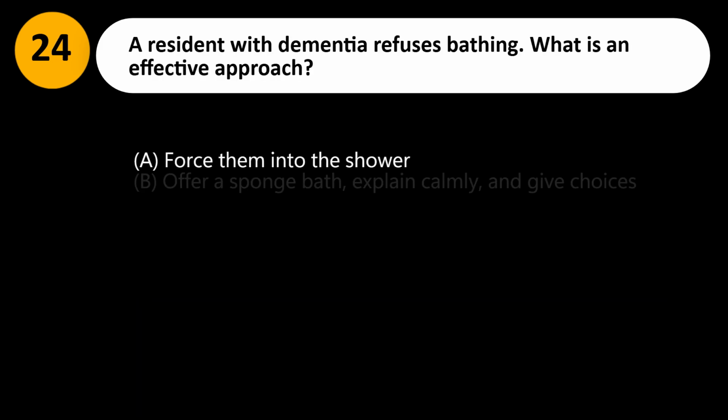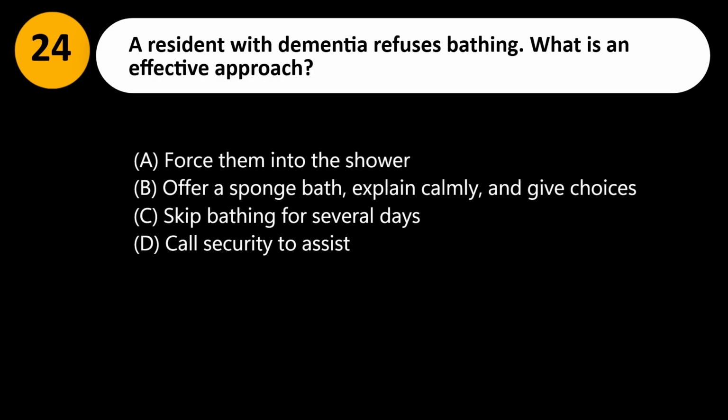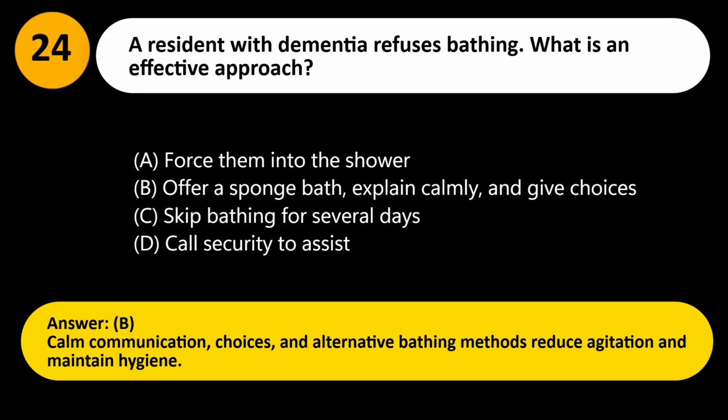A resident with dementia refuses bathing. What is an effective approach? A. Force them into the shower. B. Offer a sponge bath, explain calmly, and give choices. C. Skip bathing for several days. D. Call security to assist. Answer: B. Calm communication, choices, and alternative bathing methods reduce agitation and maintain hygiene.